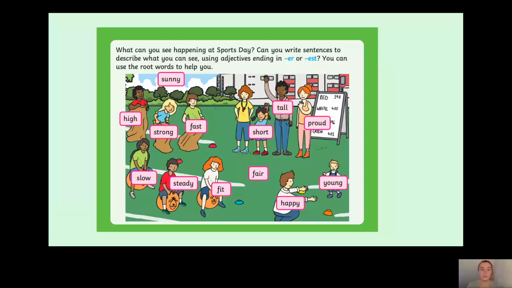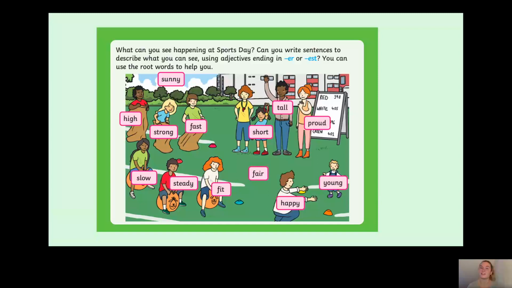You could also say that the girl in the green top is slower than the boy in the red top. You could say the girl holding the medal is shorter than her father. Okay, so I've given you some ideas. Can you just pause the video, and you don't need to write them down, just have a think of a few sentences for this picture using comparative and superlative adjectives.